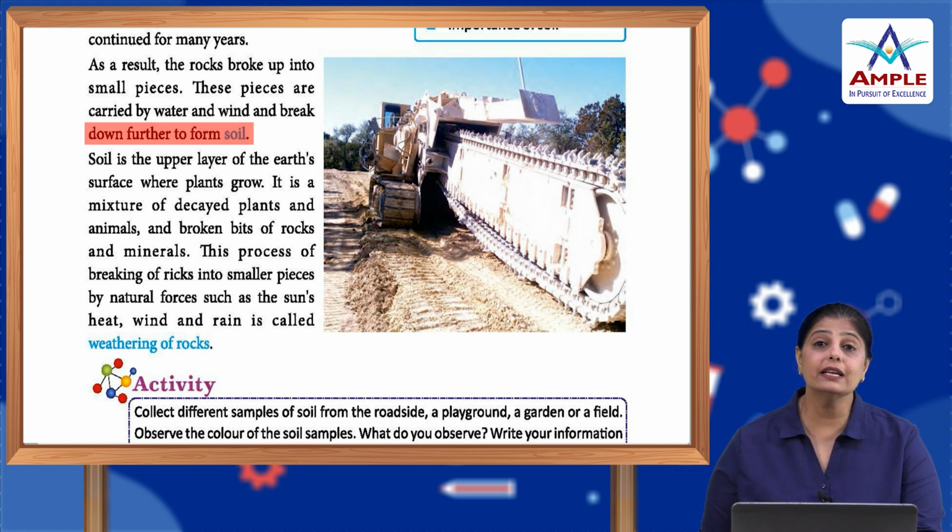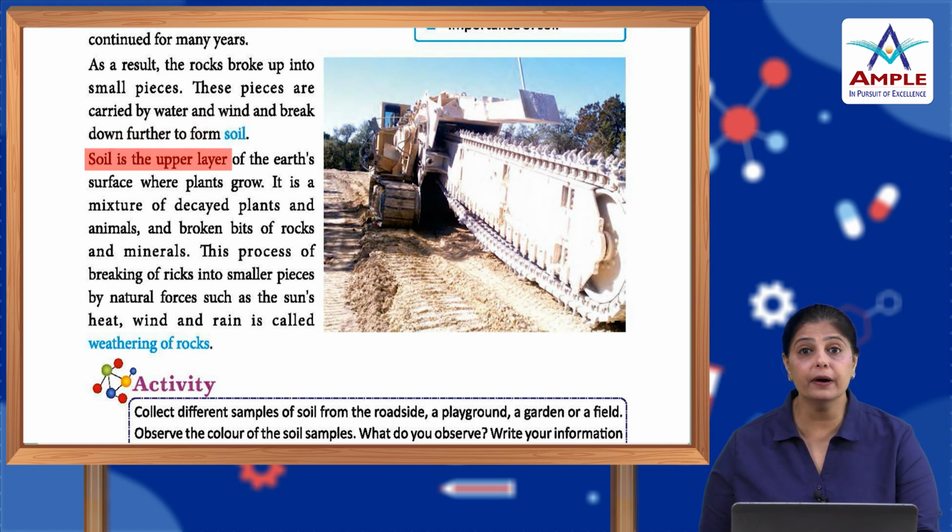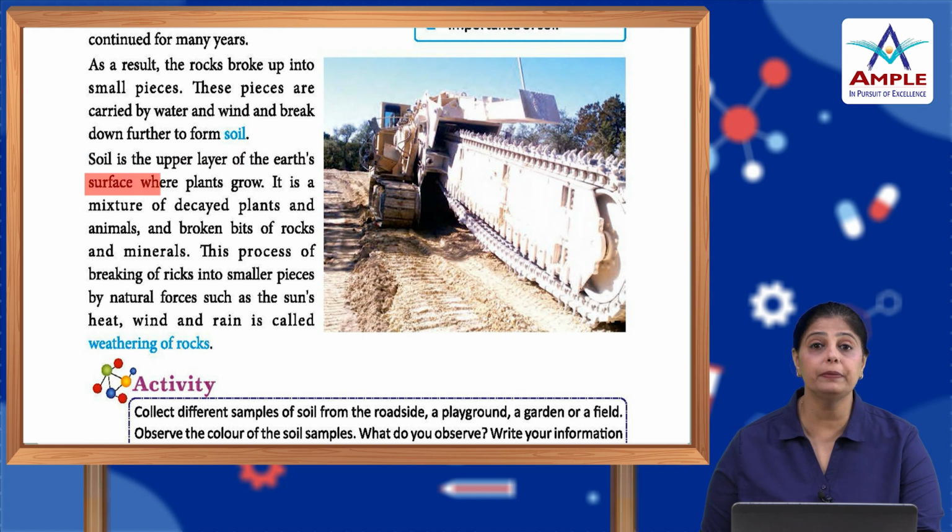Now, what is soil? Soil is the upper layer of the earth's surface where plants grow. It is a mixture of decayed plants and animals and broken bits of rocks and minerals. This process of breaking of rocks into smaller pieces by natural forces such as the sun's heat, wind and rain is called weathering of rocks. So children, it is the upper layer of the earth's surface where the plants grow.